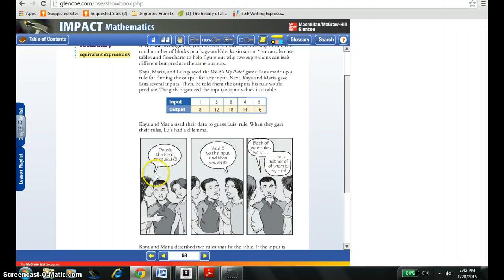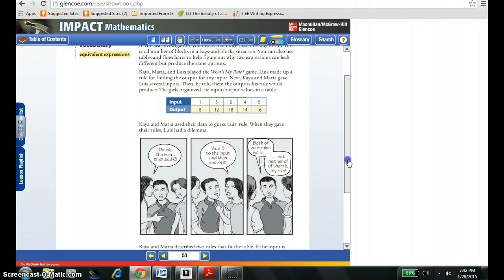Here, wherever this is, I'm going to call her Kaya, talks about her rule for Luis. She says the output would be double the input and then add 6. But Maria says, oh, add 3 to the input and then double it. And Luis says, but neither of them is my rule. It's all very fraught with tension.